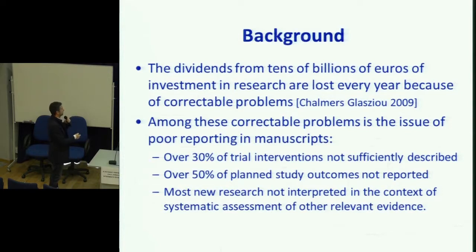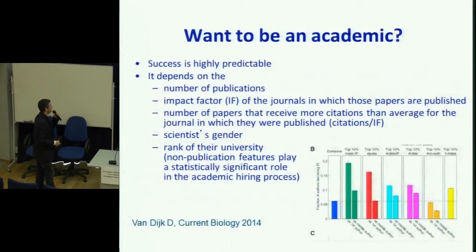Over 50% of planned study outcomes are not reported, and this is the selective outcome reporting bias, which is part of the publication bias. And most research is not interpreted in the context of systematic assessment of other relevant evidence. It means that every single study is a piece that doesn't take into account the other evidence in that field.